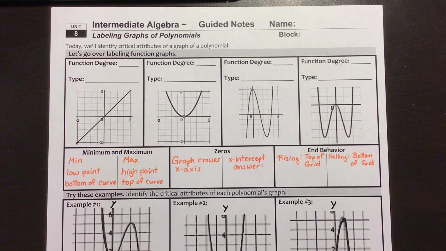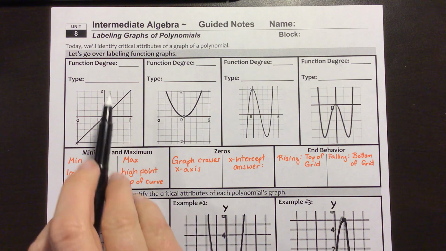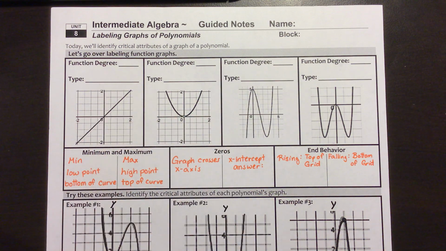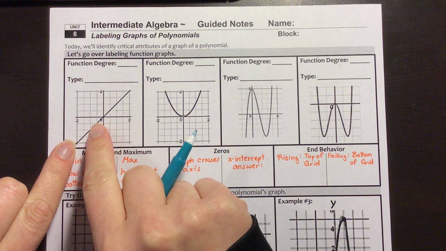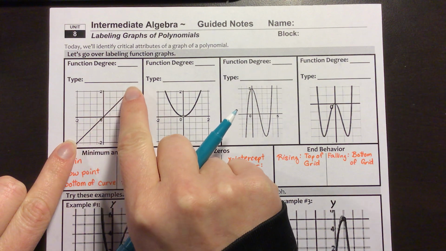Okay. First off, let's start with function degrees and how you can tell what kind of functions you're going to have. All of these degrees and the types are based off of how many times your function is moving towards the top of the graph and how many times it is moving towards the bottom of the graph. You always read graphs from left to right. So we start over here and we follow the line or the curve, whatever it is.